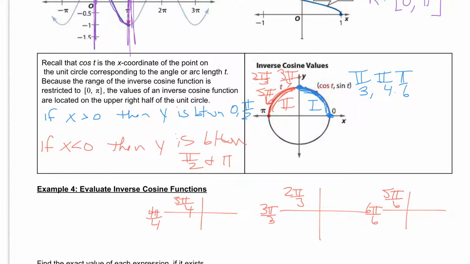Okay, so these are the six values, and other than our 0, our pi/2, and our pi, they are also possibilities when we're looking for those inverse cosine functions.